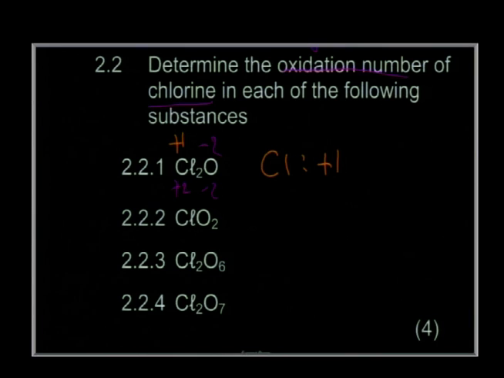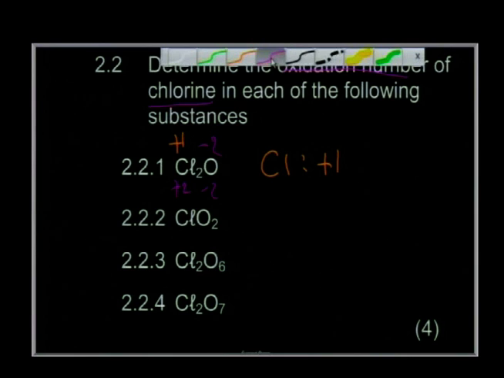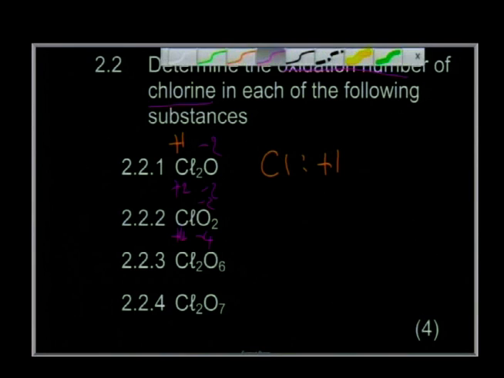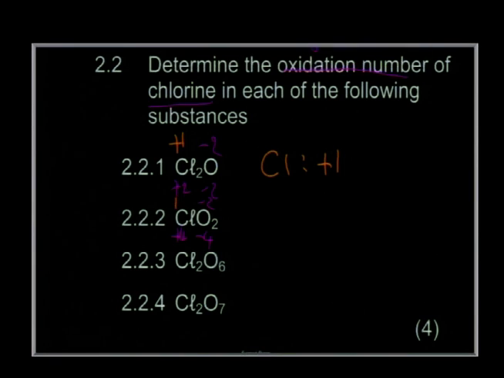What about this one? We've got -2. Let me change the color, sorry. -2 times 2 is -4. That means that one is +4. There's only one of them, so the individual oxidation number for chlorine is +4. The answer, chlorine +4. Now what about the next one?